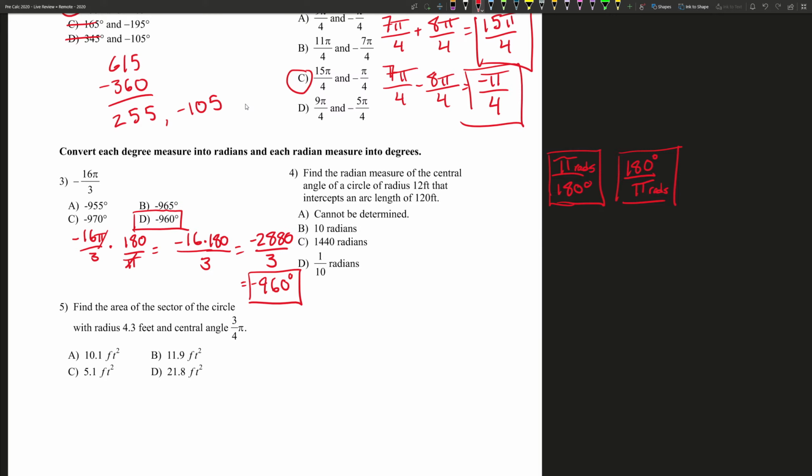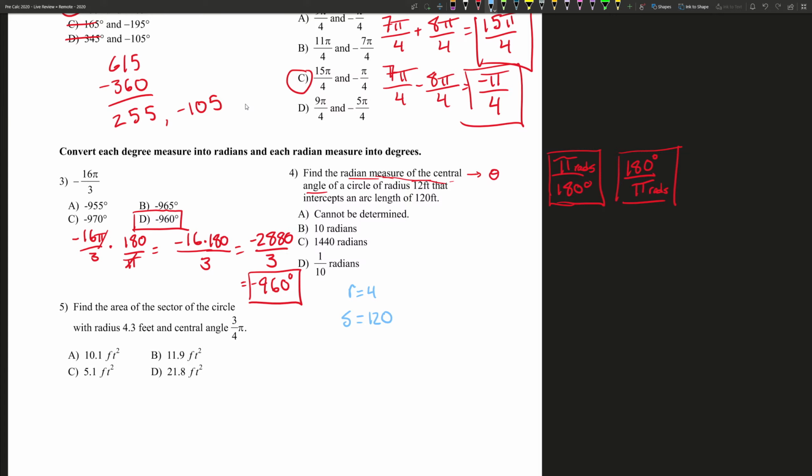Okay, number 4, find the radian measure of the central angle of a circle of radius 12 that intercepts an arc length of 120 feet. Okay, so I like to write what we have and what we don't. We need the radian measure of a central angle, so that's theta. We have radius, which is equal to 4. And we have an arc length of 120. Arc length is always S. So we have S, we have R, and we need theta.